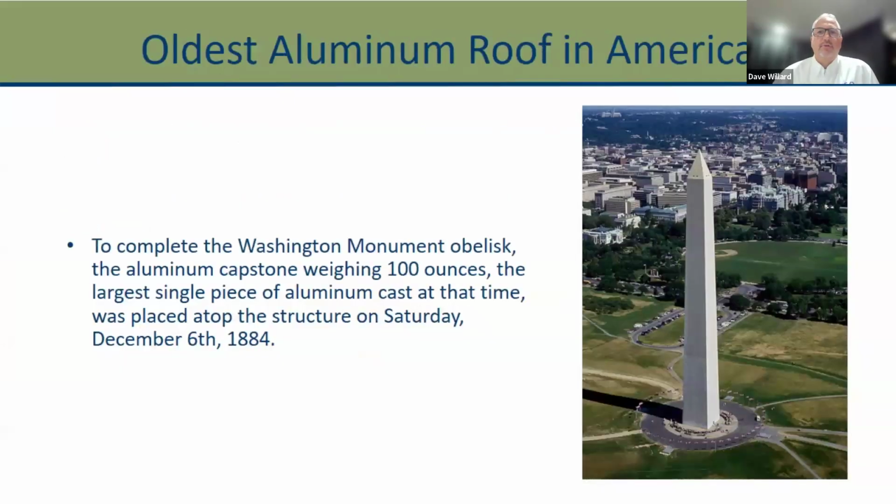The oldest aluminum roof in America is on the top of the Washington Monument. I'm sure you recognize that site, but when it was originally set in place in 1884, it was 100 ounces. It was the largest single piece of cast aluminum at the time, and it was placed on the structure. Now, when the monument was repointed back in 2010, the only area that did not need any repairs was what was directly under that aluminum cap.